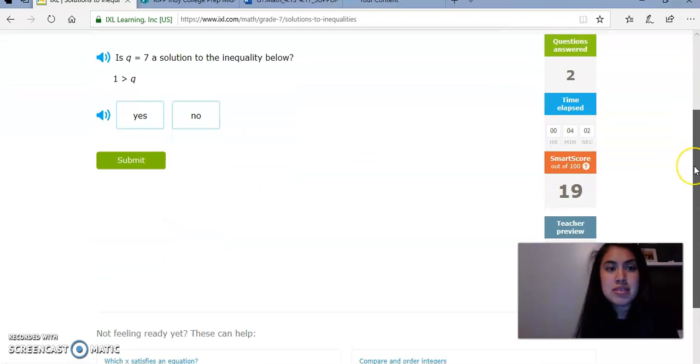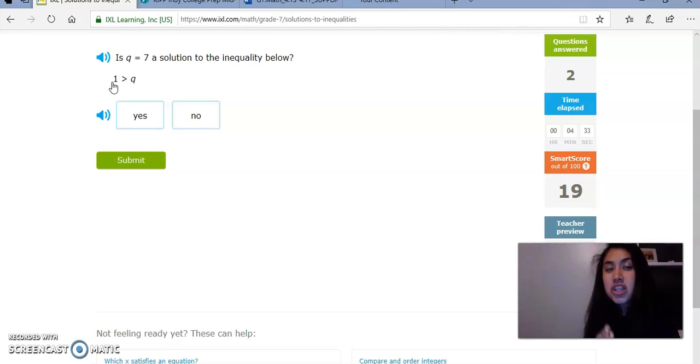Now, this one's flipped, and a lot of students go, what in the world? Let's see. Is Q equal to 7 a solution to the inequality below? So basically, we're going to substitute. We're going to pretend that Q is 7, and then we're going to see if the inequality is true. So if Q was 7, we're saying that 7 is less than 1. Is 7 less than 1? No, it does not make any sense. It is not less than 1.